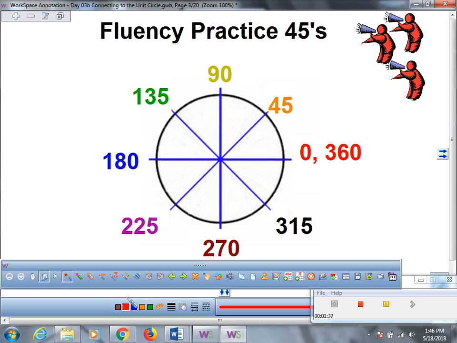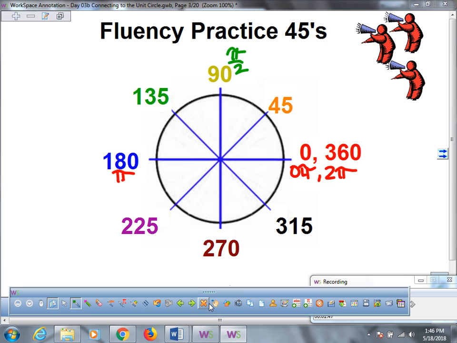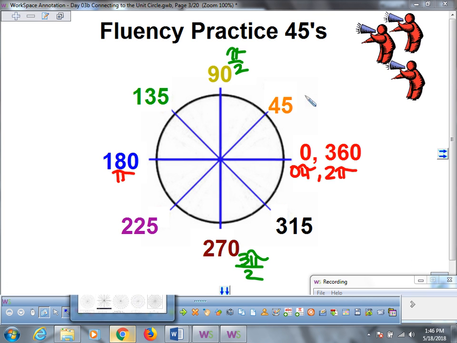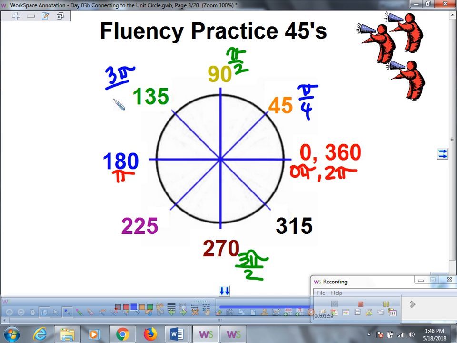Again, start with 0 pi and 2 pi, and this is pi, pi over 2, 3 pi over 2, and then I just have to go around and do pi over 4, 3 pi over 4. If this is 3, this is 4, this is 5 pi over 4, 6 pi over 4, 7 pi over 4. You guys ready to do it?